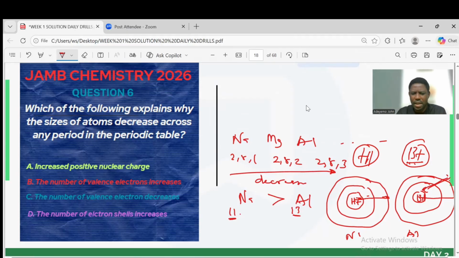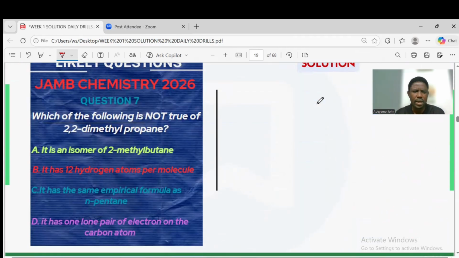So as you are moving across the period, there is increased positive nuclear charge. And that's the answer. The rest are just to distract you. Let's move on. All right, question 7.